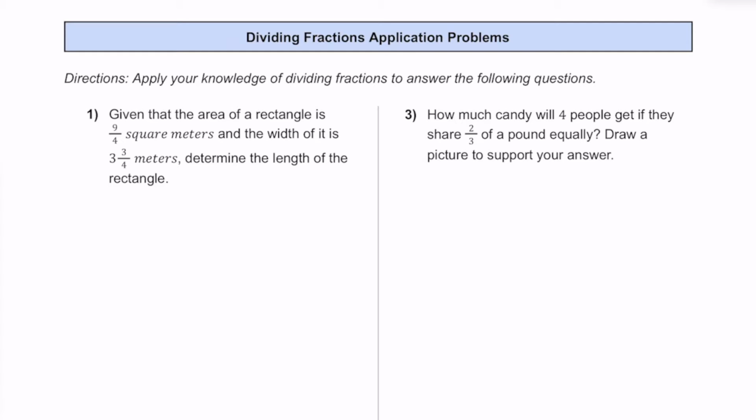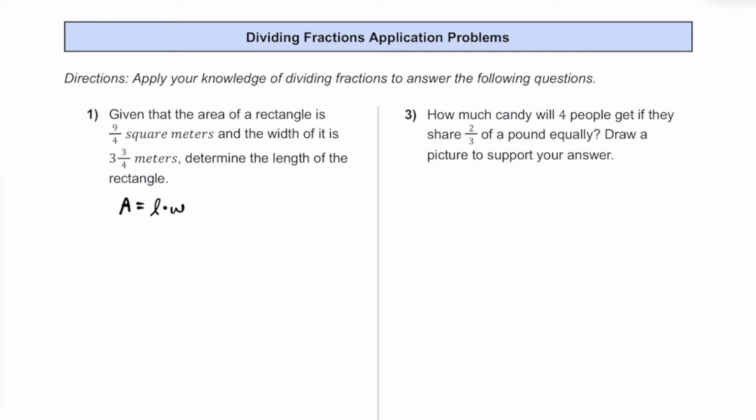For number one, we see that the area of a rectangle is going to be 9/4 square meters, and the width is going to be 3 3/4 meters. We have to go ahead and determine the length of this rectangle. So keep in mind that when we're dealing with rectangles, we can use this formula for area, which is area is equal to the length multiplied by the width. Now in this case, we do know the area and we also know the width. We just have to find the length out.